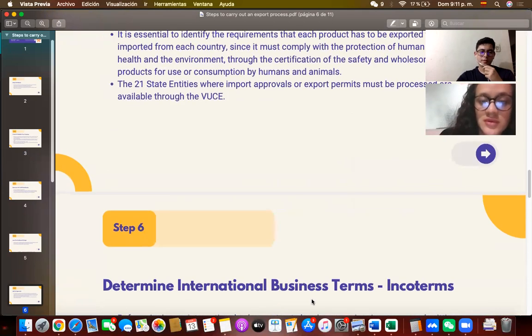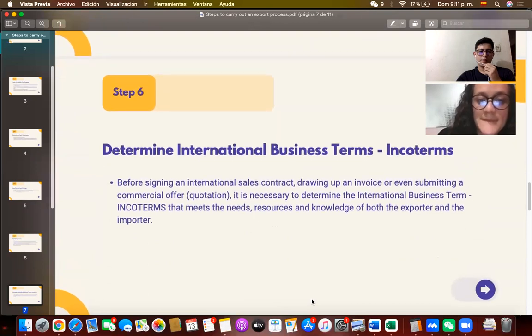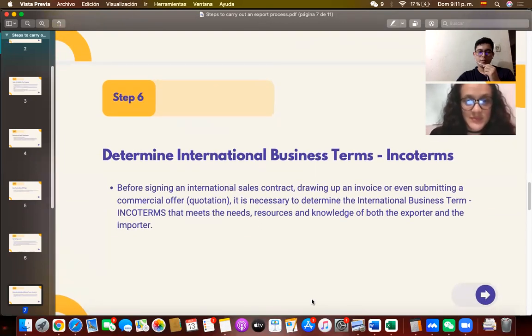Okay, so step 6, we have to determine international business terms, which is Incoterms, before signing an international sales contract, drawing up an invoice, or even submitting a commercial offer quotation. It is necessary to determine the international business term. That means the needs, resources, and knowledge of both the exporter and the importer.